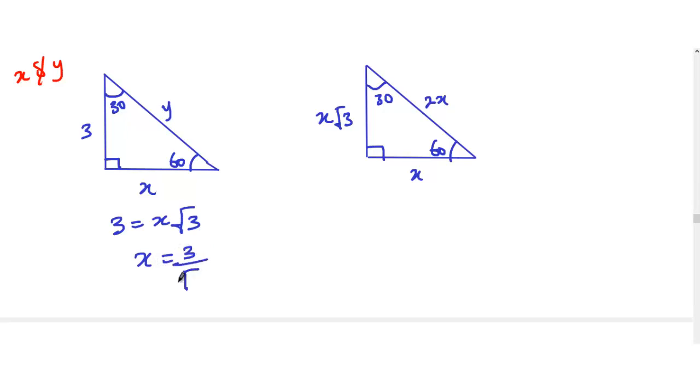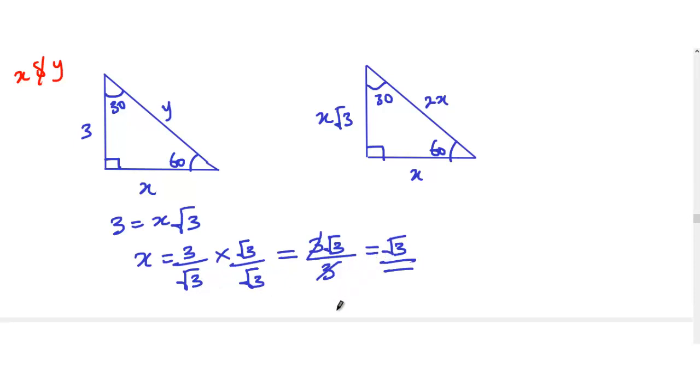Now let me make something clear. This is a good answer, but we need to rationalize it. By rationalizing, we multiply by root 3 over root 3. You can check my video on rationalization of surds for further explanation on how to rationalize radicals. So 3 times root 3 gives us 3 root 3 over root 3 times root 3, that is 3. Root 3 times root 3 is root 9, and 9 is a perfect square, and the square root of 9 is 3. So this cancels this. So the final answer is root 3. What does that imply? It implies that 3 over root 3 is the same thing as root 3.